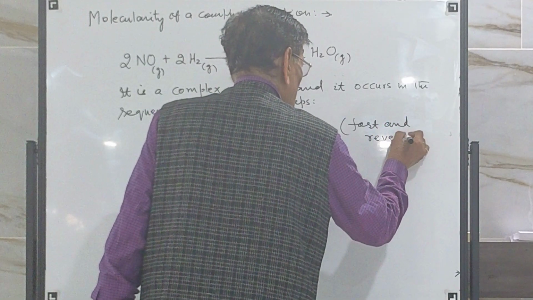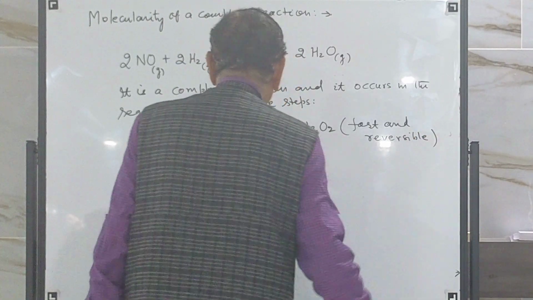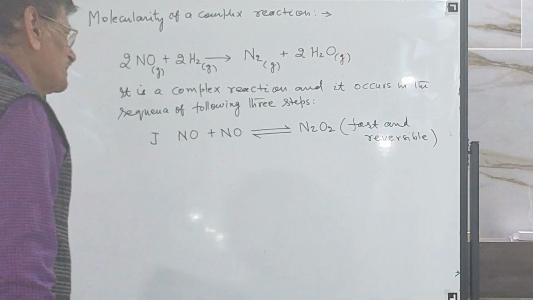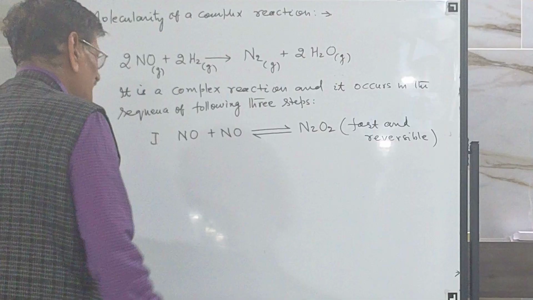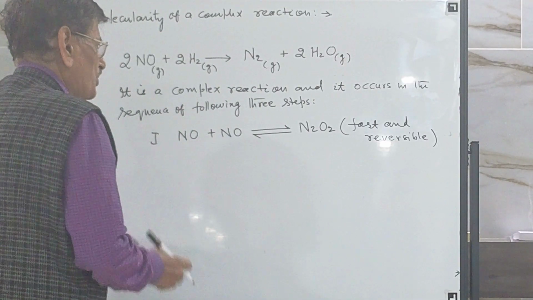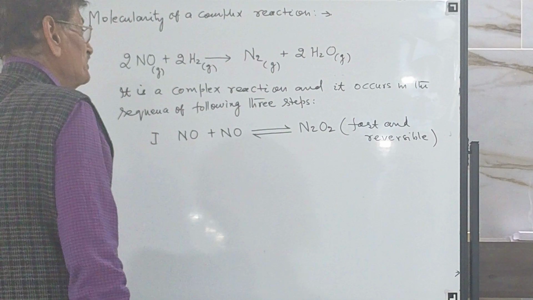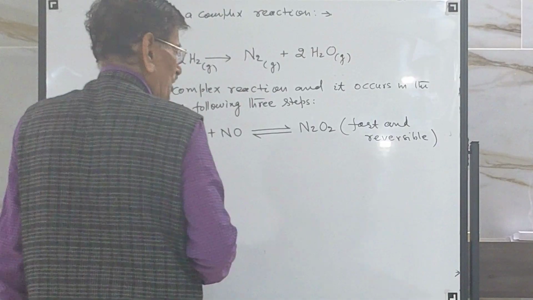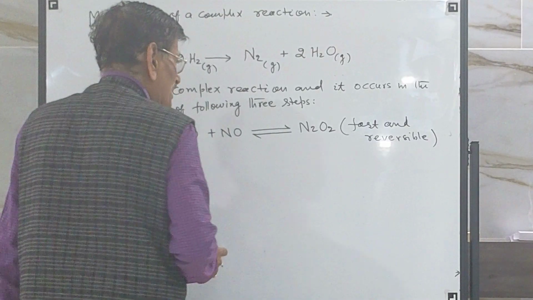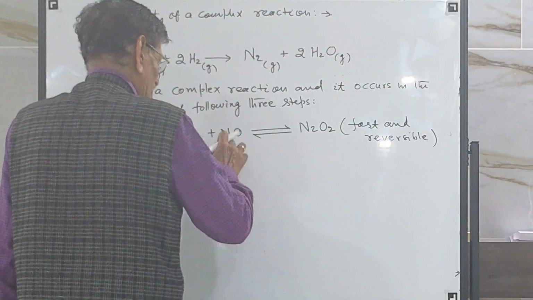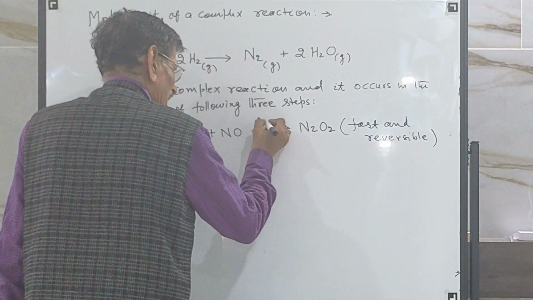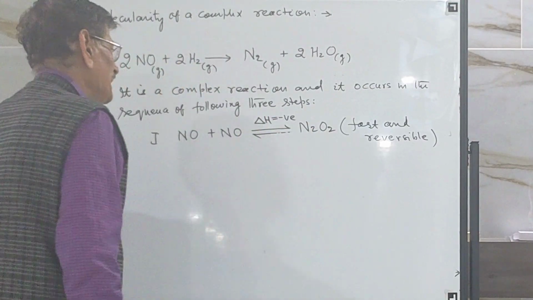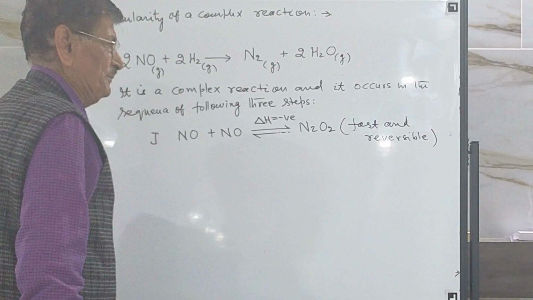This reaction is reversible also. Why is it reversible? Actually, when two NO molecules combine to form N2O2, a bond between N and N is formed, and due to formation of the bond, energy is released. A release of energy means decrease in enthalpy. So this forward reaction is accompanied by decrease in enthalpy, and decrease in enthalpy is a condition of spontaneity of the reaction.